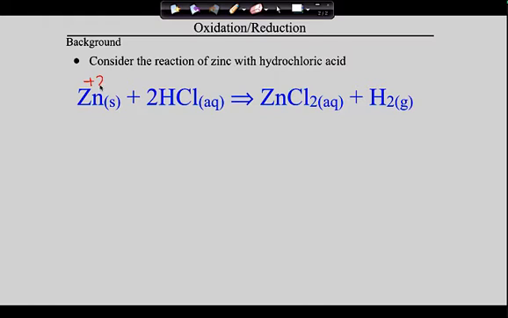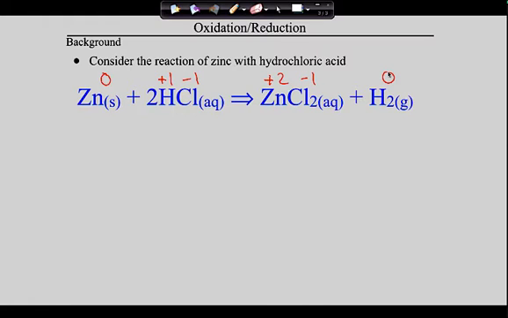Off the periodic table, zinc is +2, hydrogen's +1, chlorine's -1. Then guys, we've got +2. Oh, no, I'm sorry. Yeah, my bad. Sorry, hold on. In its elemental form, zinc is 0. +1, -1, +2, -1, and 0.